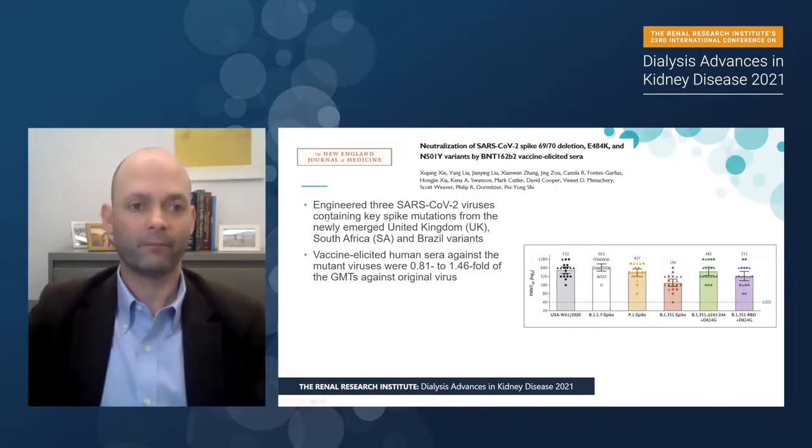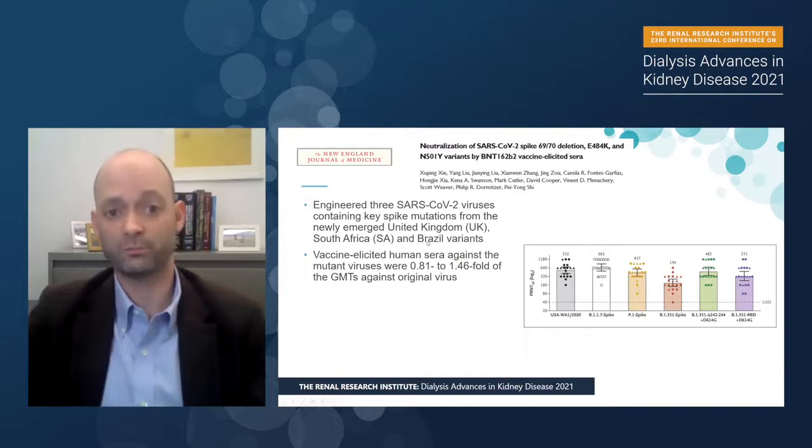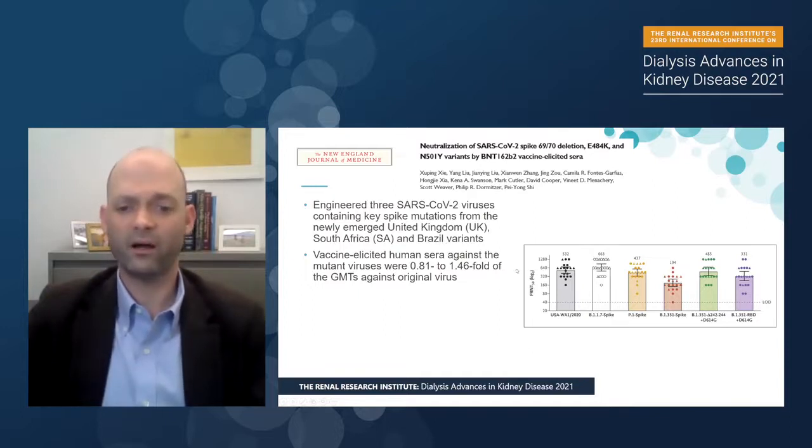So this group engineered SARS-CoV-2 viruses containing the key mutations from the United Kingdom, South Africa, as well as the Brazilian variants. Basically what they found was that although the UK variant and the Brazilian variant were not that different in terms of neutralization activity in the vaccine, the South African variant certainly showed some decreased neutralization. So we don't know what the actual clinical implications of these results are, but certainly it raises some concern that those vaccines may not be as effective against the South African strain.